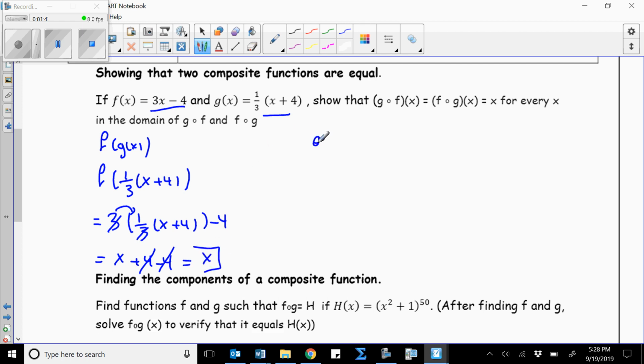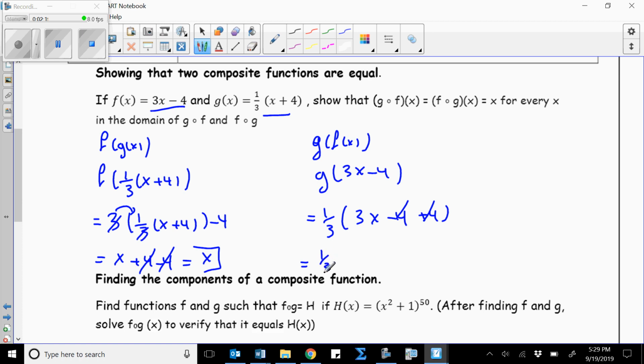Now let's find g of f of x. For f of x, we replace the equation 3x minus 4. This is my new x in g of x. That's equal to 1 over 3 times x plus 4, where x will be replaced by 3x minus 4. These 4's inside the parentheses cancel each other. Then I will have 1 over 3 times 3x. If you multiply 1 over 3 by 3, that's equal to 3 over 3, which is 1. So they cancel each other.